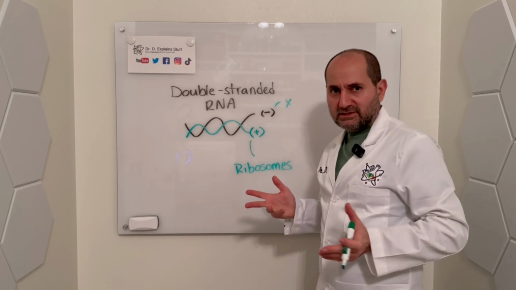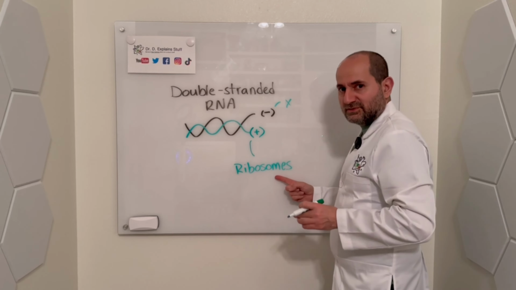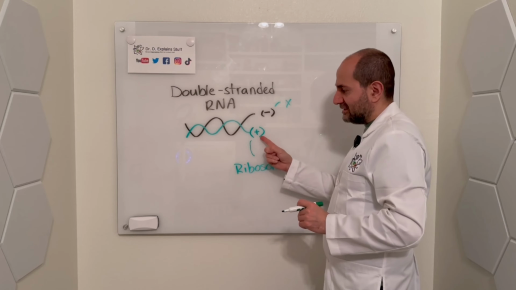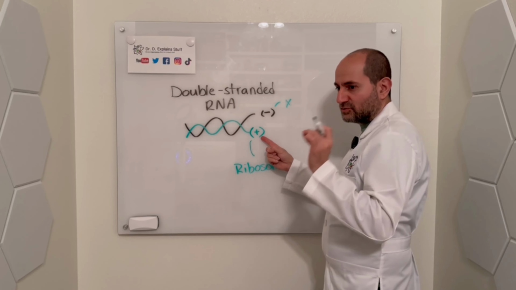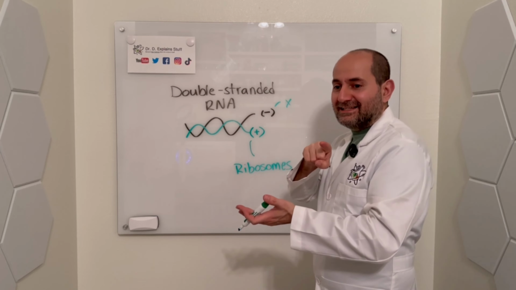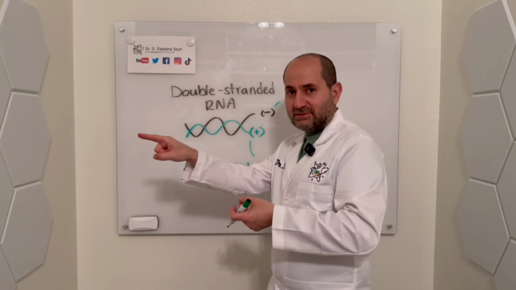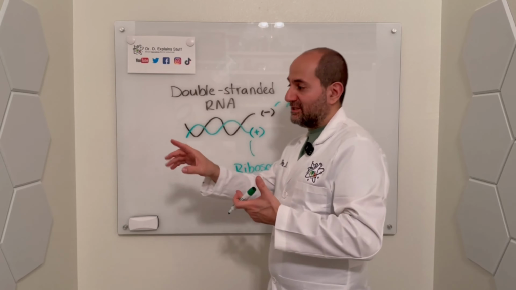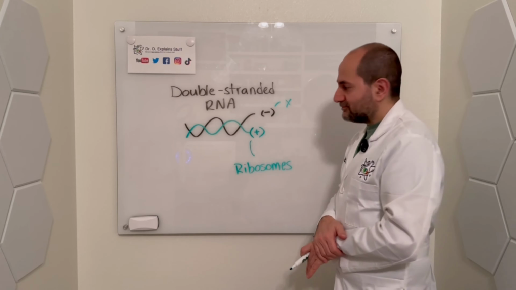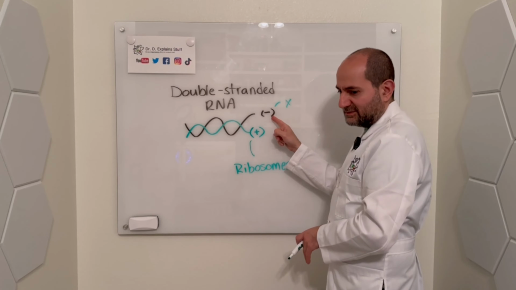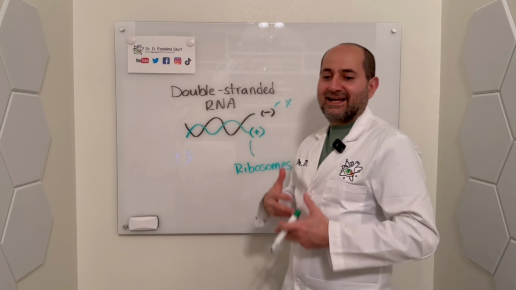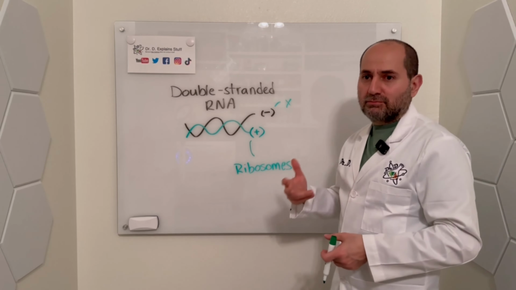Why is this important? Well, remember, ribosomes synthesize proteins. And so ribosomes can recognize the positive sense strand of RNA. They can attach to that positive RNA, and they can actually make proteins. They can translate the genes on that positive sense RNA into proteins. While on the negative sense strand, those ribosomes cannot recognize that as information they can use to make proteins.